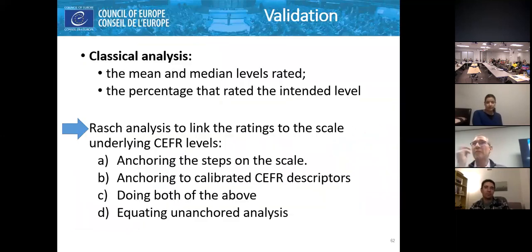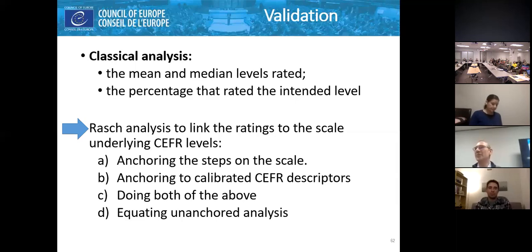The other thing was the Rasch analysis, and we wanted to anchor back to the values from the original CFR scale. This bit is complicated, because how would you do that? How would you anchor back to the original scale? Well, there are a whole bunch of ways that you could do it. So I tried 4 of them.